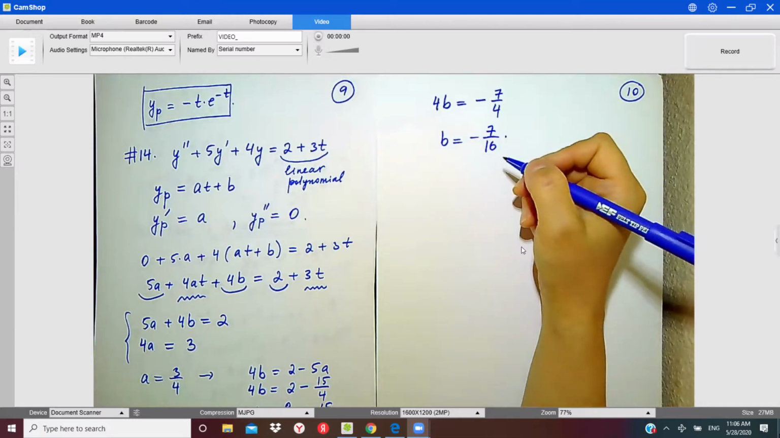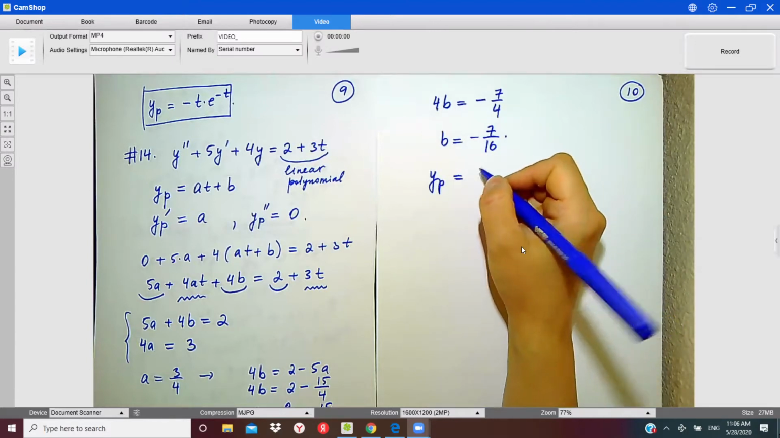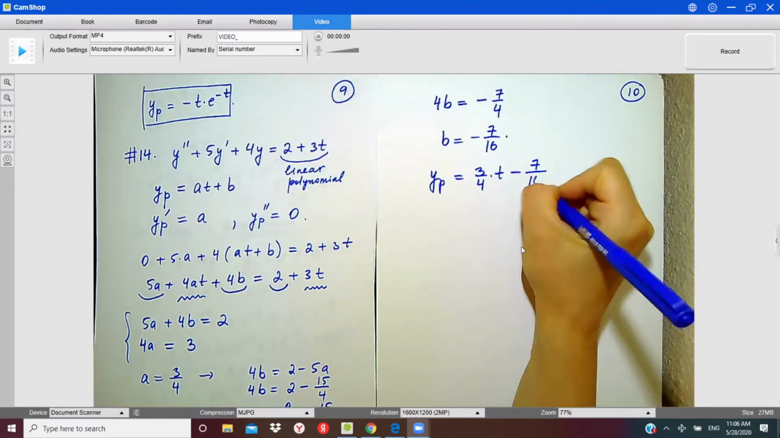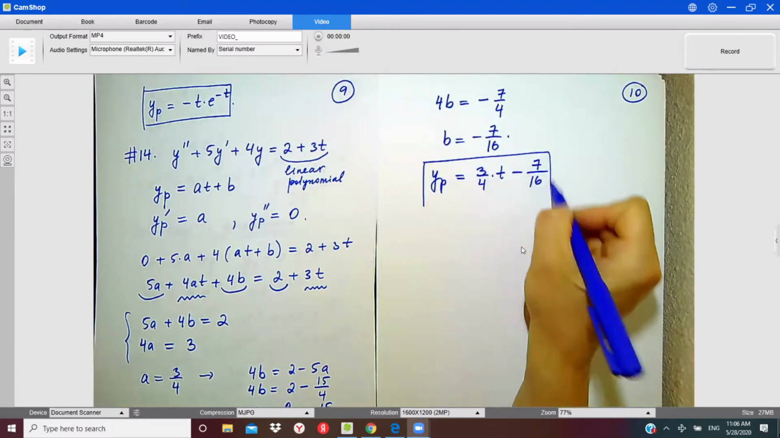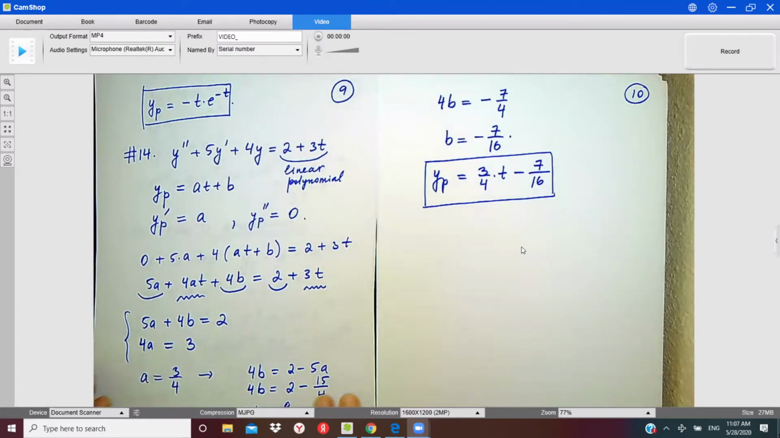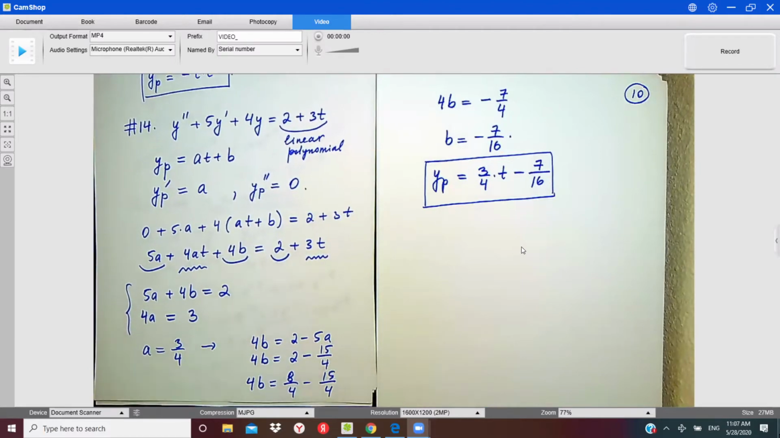So we're ready to say our particular solution equals 3/4 times t minus 7/16. So this is what I got here. And please let me know, are you getting the same? Do you agree with this? Yes. Excellent, thank you. All right, so we have our particular solution.